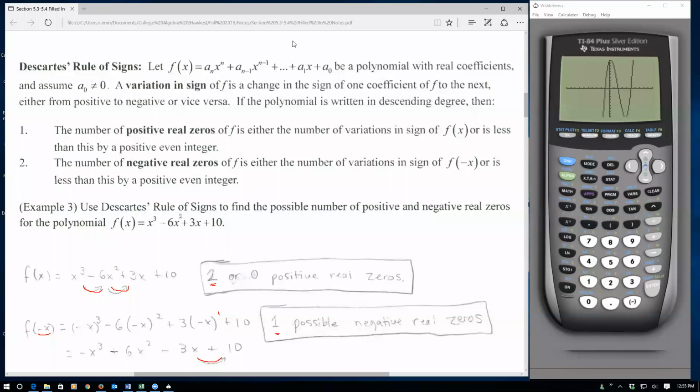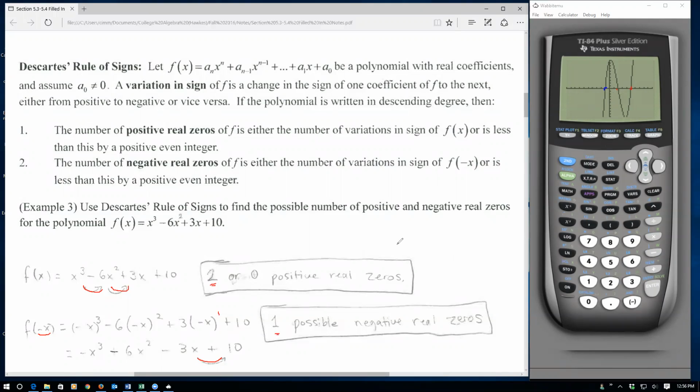What it said is it had to have 2 or 0 positive real zeros. Well, I see one here and one here, so there are 2 positive real zeros. And it said that it had to have one possible negative real zero, and there it is right here. So there's a negative one. That verifies our theorem, and that's what Descartes' rule of signs is all about.